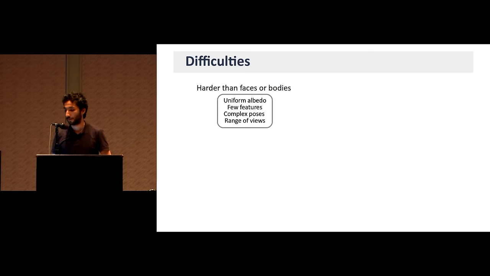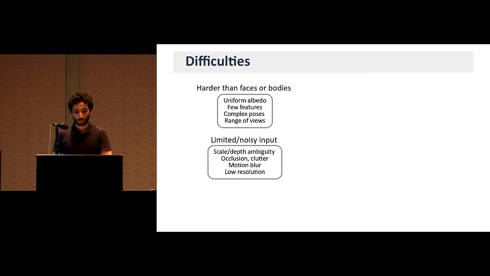So we could argue that 3D hand reconstruction is harder than human bodies and faces. Hands have an almost spatially uniform albedo, unlike clothed bodies. They lack distinctive local features, like noses or eyes in faces. They can have a more complex pose configuration than bodies, and they can also be observed from a wider range of views. Besides, single view inputs imply scale and depth ambiguities, unfortunately, in 3D.